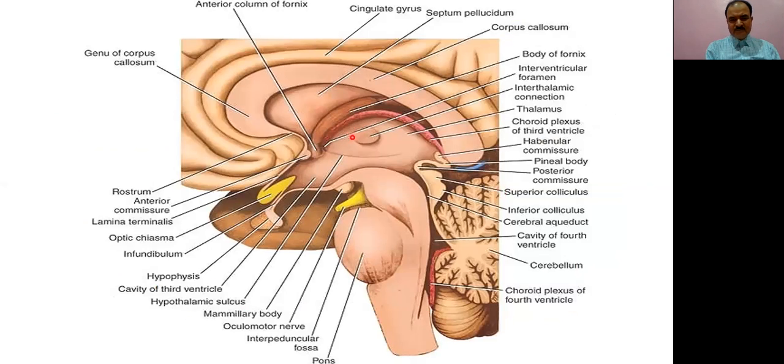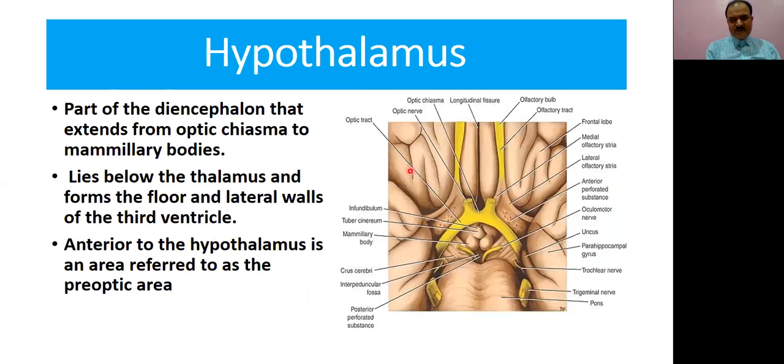You can see this is the thalamus. These are the hypothalamic structures, and this is the hypothalamic sulcus. Hypothalamus: the hypothalamus is the part of the diencephalon that extends from the optic chiasma to the mammary bodies. These are the two mammary bodies, and this is the optic chiasma.